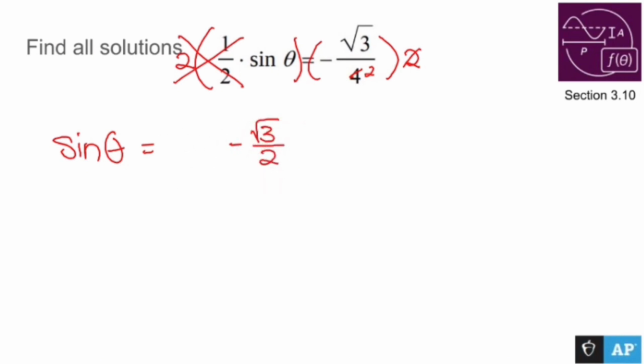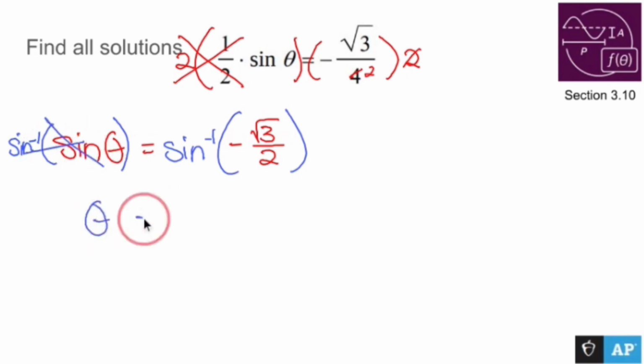Well, the next step is to get sine all by itself, which means I have to get rid of sine. And the way you get rid of sine is you take the inverse sine of both sides. Like so. That crosses out, and theta now equals the inverse sine of negative root 3 over 2. So basically what this question is asking is, sine of what angle gets me negative root 3 over 2? So now we have to think unit circle thoughts.